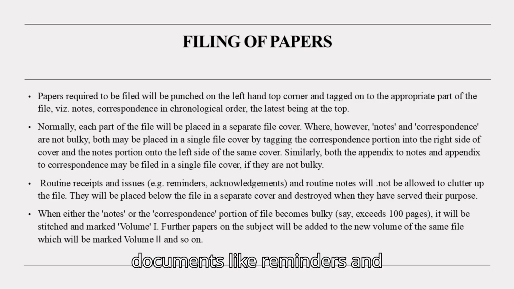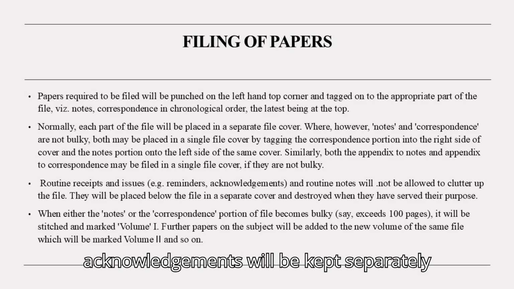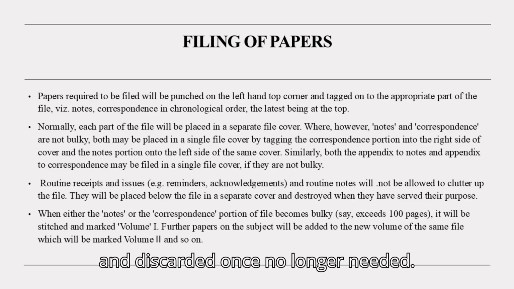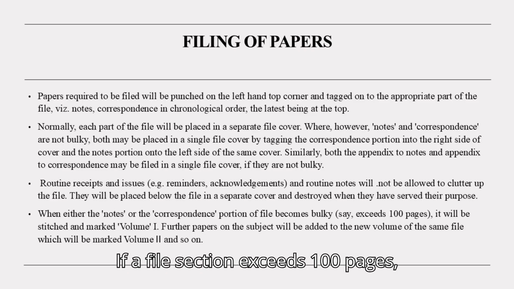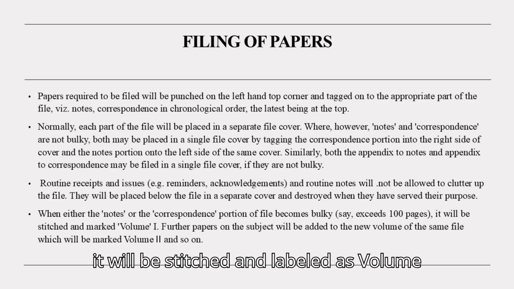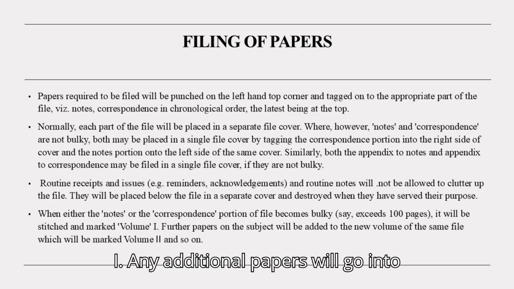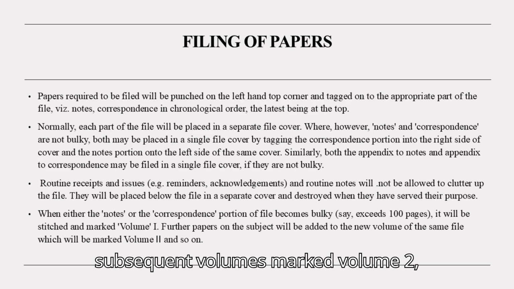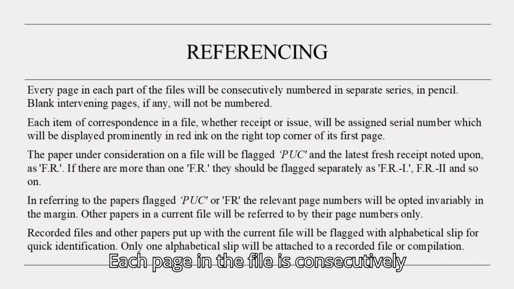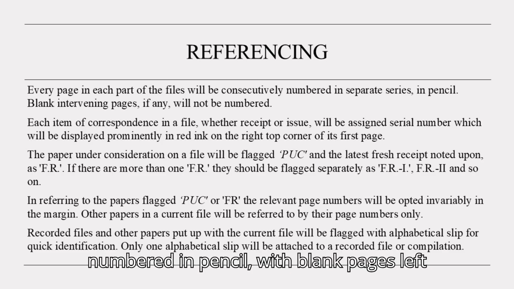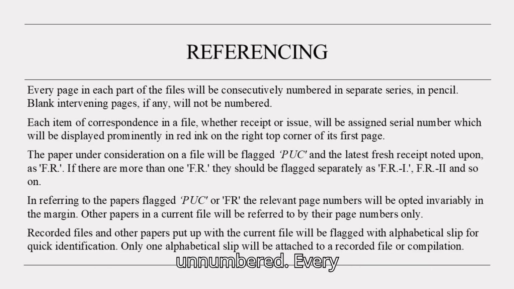Routine documents like reminders and acknowledgements will be kept separately and discarded once no longer needed. If a file section exceeds 100 pages, it will be stitched and labeled as Volume I. Any additional papers will go into subsequent volumes, marked Volume 2, and so on. Each page in the file is consecutively numbered in pencil, with blank pages left unnumbered.